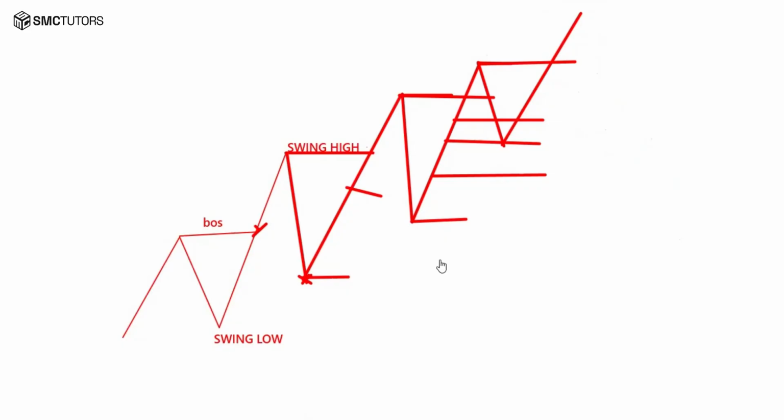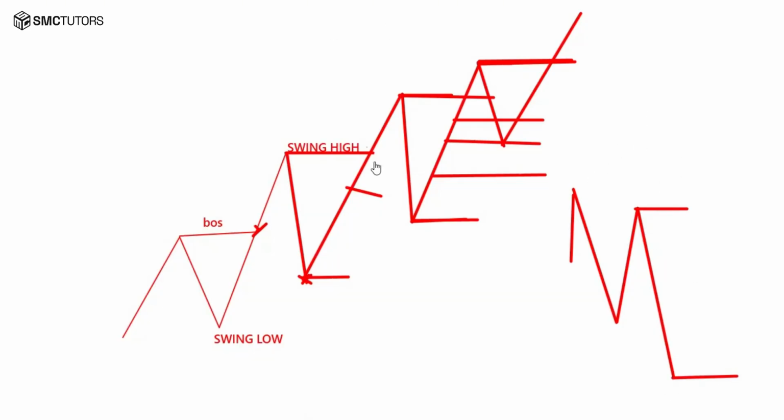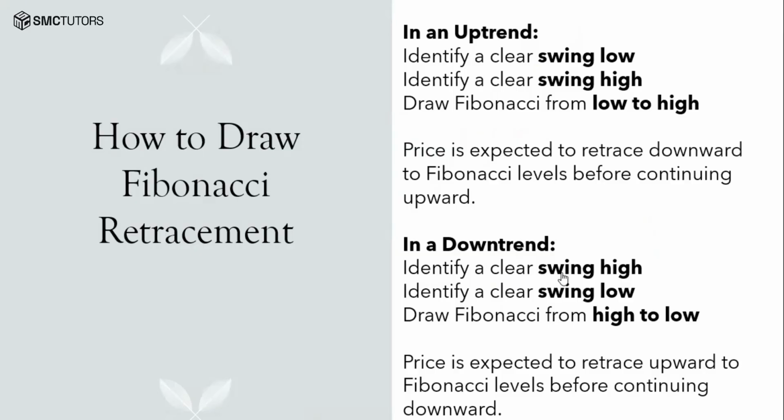How to draw the Fibonacci and use it correctly. For a bullish market, you draw the Fibonacci from the low point to the high point. For a bearish market, you draw the Fibonacci from the swing high to the swing low. We'll practicalize this when we get to the charts. So in a downtrend, you identify a clear swing high, a clear swing low, and we draw the Fibonacci from the high to the low. For an uptrend, from the low to the high.